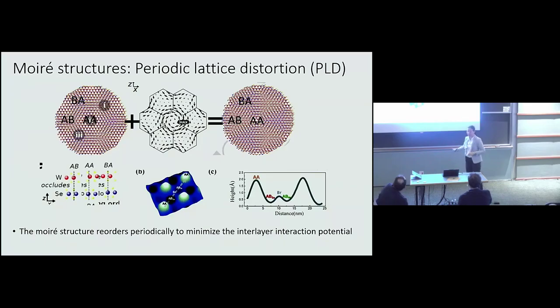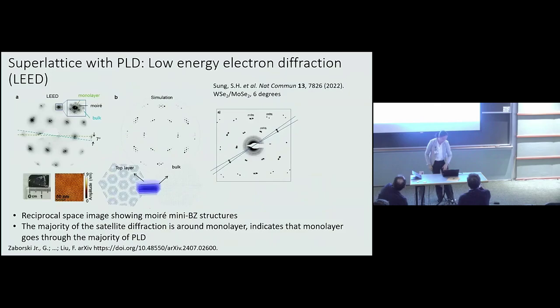This periodic lattice distortion forms the shape of the potential energy surface in real space, and that would actually trap the charge carriers. This plays a significant role in a lot of the strongly correlated physics. So how can we really see this periodic lattice distortion? One of the things that we have done is, again, electron diffraction.